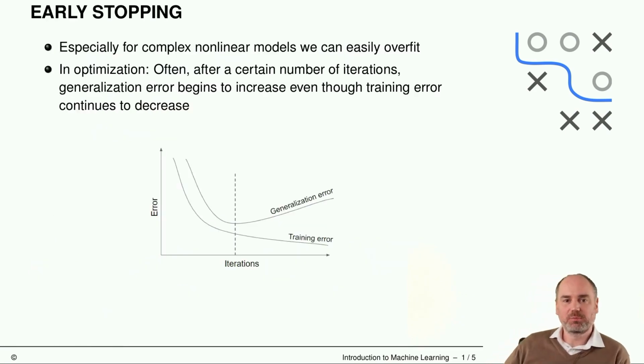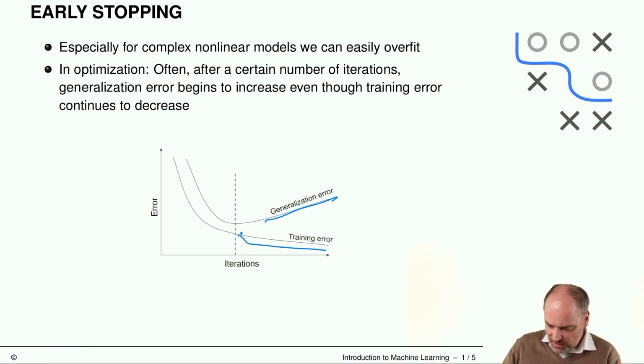We have already seen multiple times that especially for complex nonlinear models, we can very easily overfit. And we can also see that during optimization. Often after a certain number of iterations of loss minimization, by gradient descent or stochastic gradient descent or something else, generalization error at some point might go up, but of course training error will, as usual, monotonically go down. We've discussed this very often before, and now the idea is to do that in a step-by-step fashion and then stop before that happens. And that's basically it, right?